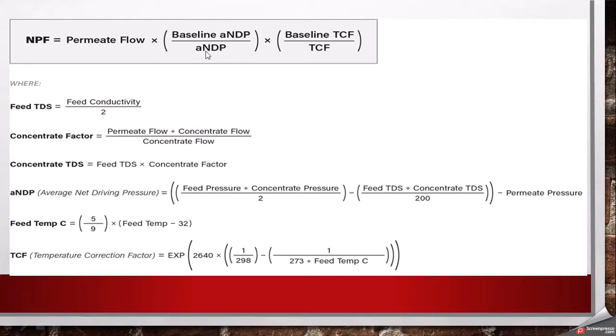A stands for average, and this is net differential pressure, multiplied by baseline TCF, the temperature correction factor, because, as I already told you, temperature affects the flow of the permeate. So baseline TCF value is divided by the temperature correction factor at any time later on from the beginning. So these are the different formulas you can use to calculate the NPF. Very simple, like feed TDS, concentration factor, and other things which are used in the calculation of normalization of the data.